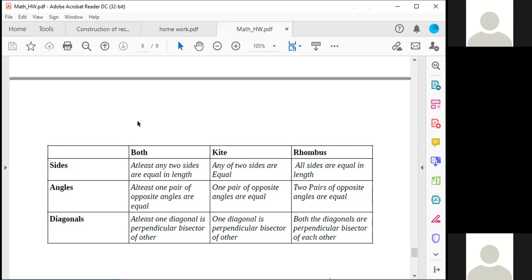Rhombus is perfect. And the both again will be like the kite, if you think about it. Two pairs of opposite angles are equal, one pair, and it's good that you have put at least there. Now, in case of kite also, you should have mentioned at least, because the other need not always be, but can be. At least one diagonal is perpendicular bisector. Again, yes, at least. This is good.